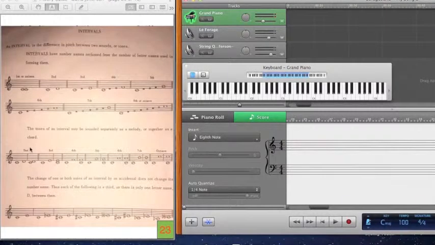Alright? The tones of an interval may be sounded separately as a melody or together as a chord, how we have here, C and D. The second, C and E. Third, C and F. The fourth, C and G, the fifth, C and A, the sixth, C and B, the seventh, and C and C, the full octave.